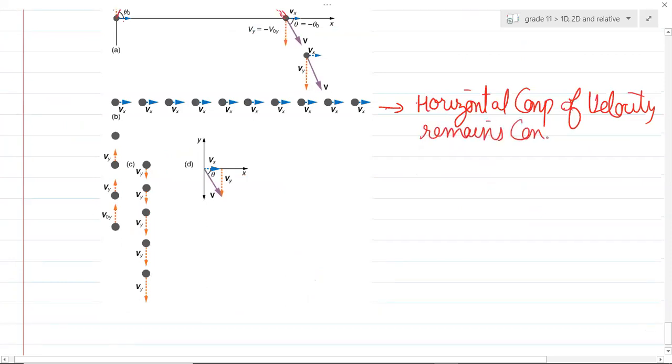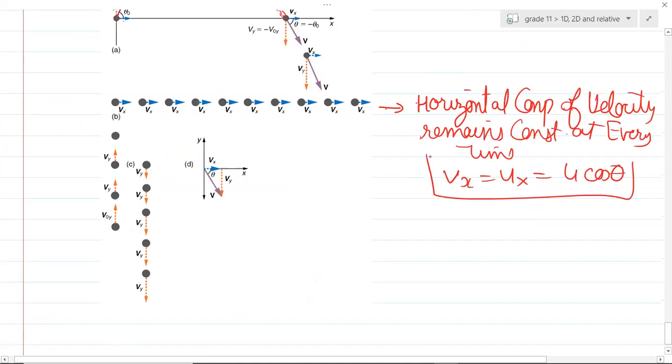You don't need to draw it, it's okay. We already wrote this thing. That implies this is equal to the initial velocity, this is equal to u cos theta.